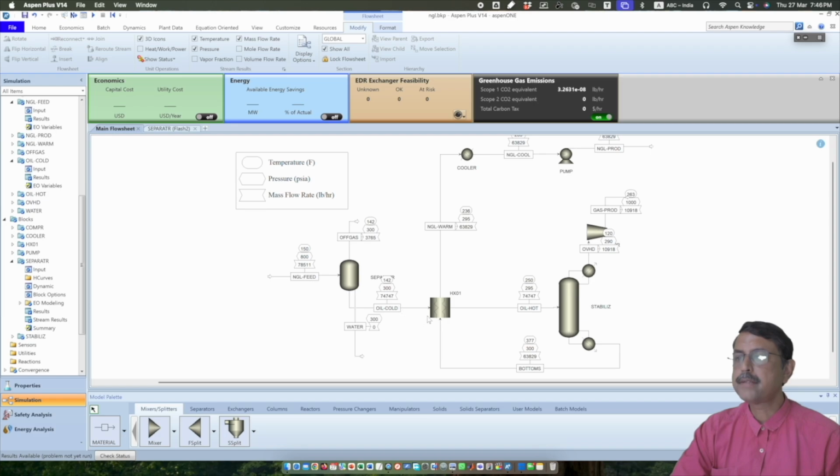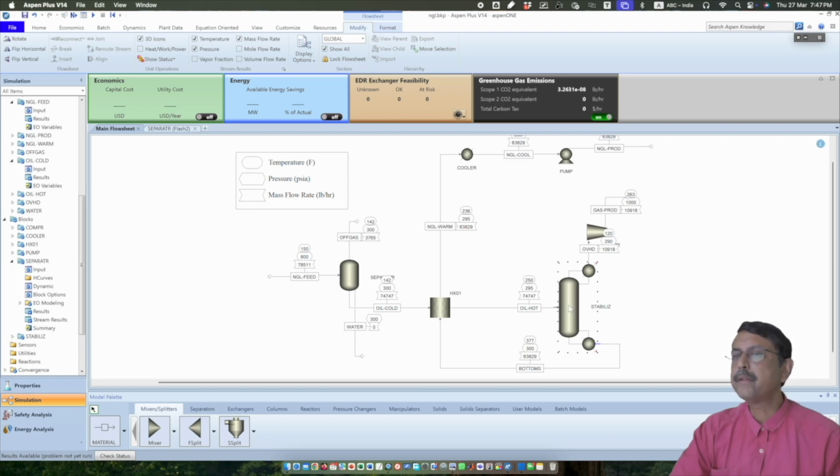Anyway, the temperature has reduced to 142 degrees centigrade. So it is depressurized, and then heat is exchanged between this and this. The bottom temperature of the column is at a higher temperature, so it is 377. And the heat is getting exchanged with this cold oil. So this oil is getting heated up to 250 degrees Fahrenheit, whereas this bottom product is cooled to 236 degrees Fahrenheit. Okay, so this hot oil is going inside the stabilizer.